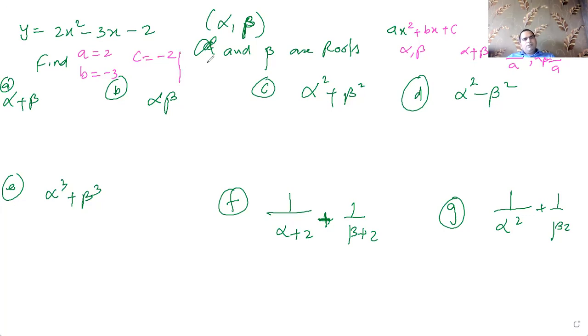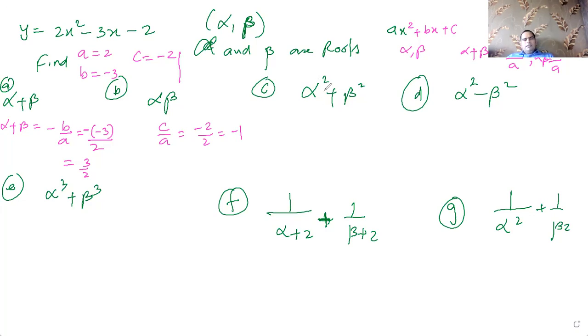Now, the sum of the roots, alpha plus beta, is going to be negative b over a, which is negative of negative 3 over 2, which is 3 over 2. So if you add the roots of this polynomial, you get the sum of the roots as 3 over 2. The product of the roots will be c over a, which is negative 2 over 2, which is negative 1.